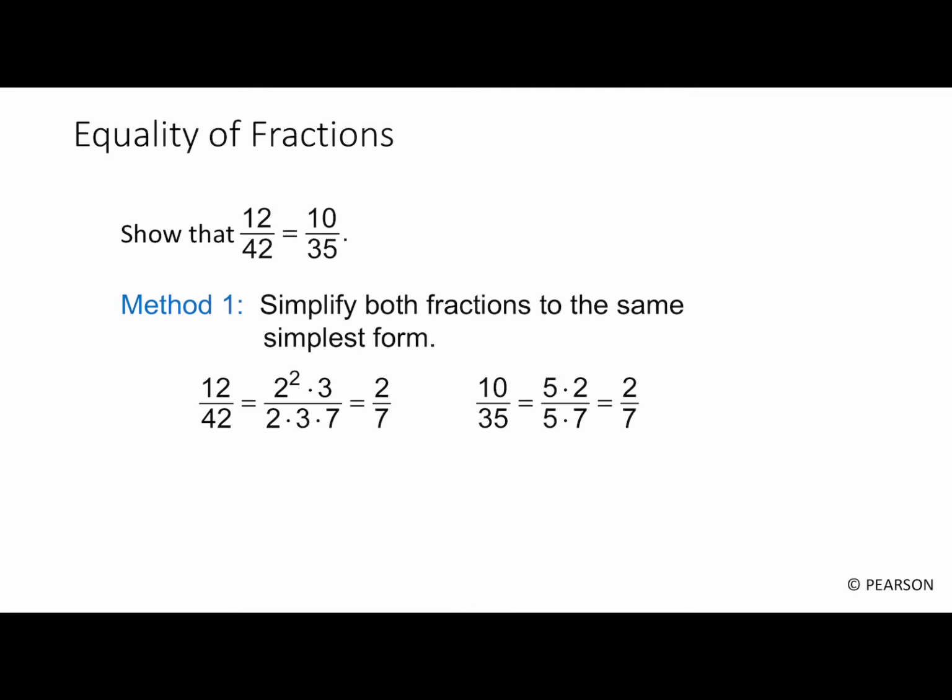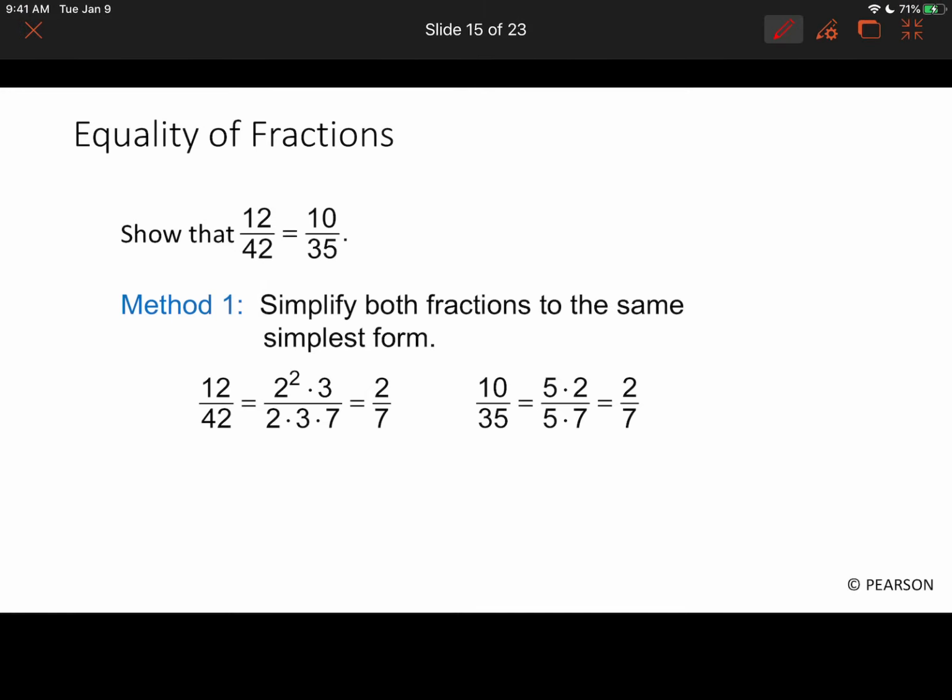So I've factored 12 and 42 in the first fraction, and I factored 10 and 35 in the second fraction, and then I cancel their common factors. So I cancel a 2 and a 3 here, and I'm left with 2 over 7. I can cancel the 5's in 10 over 35, and I'm left with 2 over 7. And since I get the same reduced fraction, or fraction in simplest form, the two original fractions must have been also equal.